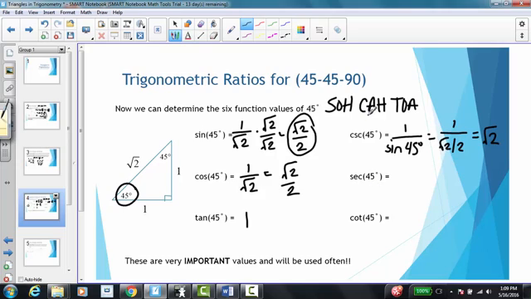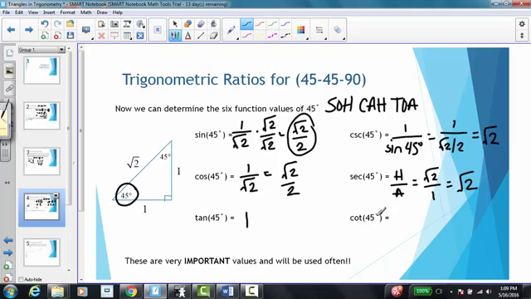Since we know that cosine is adjacent over hypotenuse, since secant is the reciprocal of cosine, we know that secant is going to be hypotenuse over adjacent. I know my hypotenuse is root 2 and my adjacent is 1. So that's also going to leave me with root 2. So either way that you choose to do it is just fine. You're going to get the same answer.